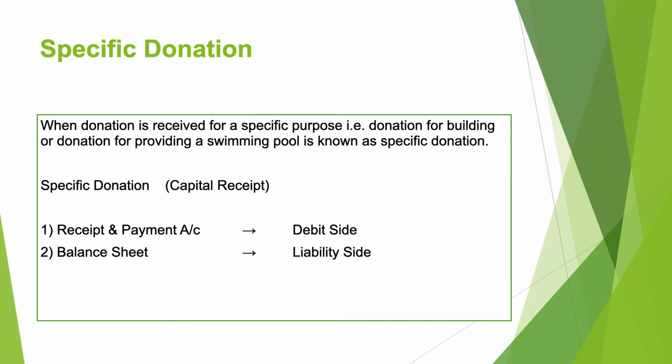Talking about specific donation, in this the donor specifies the purpose for which that donation will be used. For example, the donation may be for building, donation for swimming pool, or donation for parking area, donation for establishing a ground. Since it is for a specific purpose, it is a capital receipt, and in receipt and payment account, it will be recorded on the debit side, and in balance sheet, it will be recorded on the liabilities side.